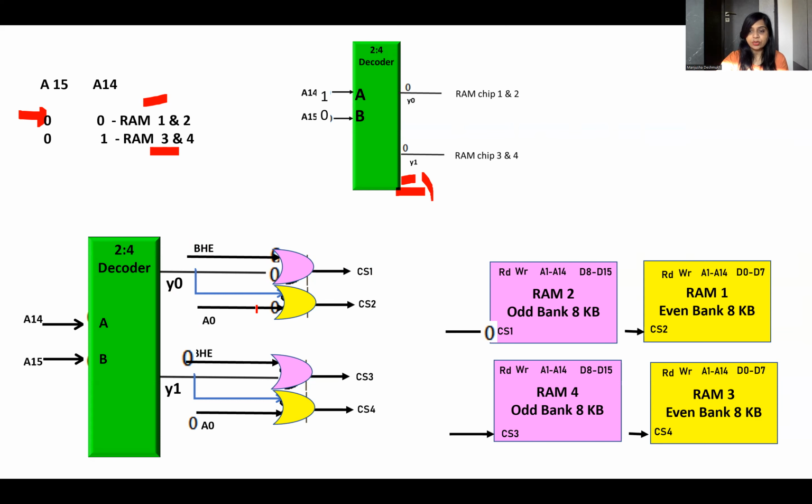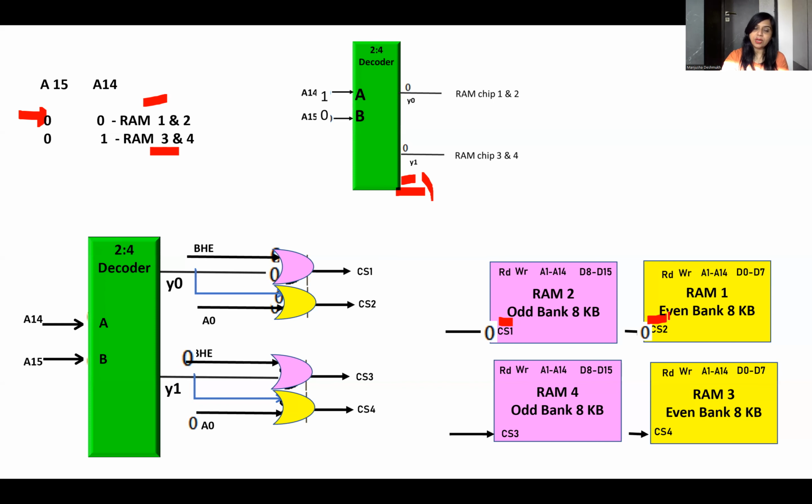And when A0 is 0, here A0 is 0. The combination of A14 and A15 is the same, that is 0, 0. So in that case, it should select the even bank like this. These are active low chip select bars. That means when it goes 0, it selects that particular IC. At a time, it should select only one IC.